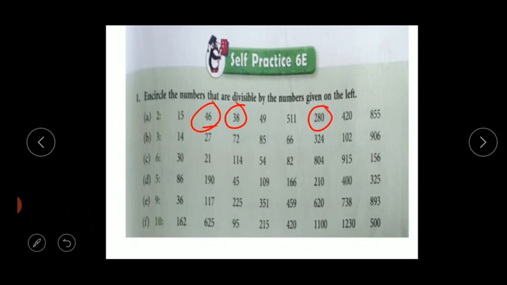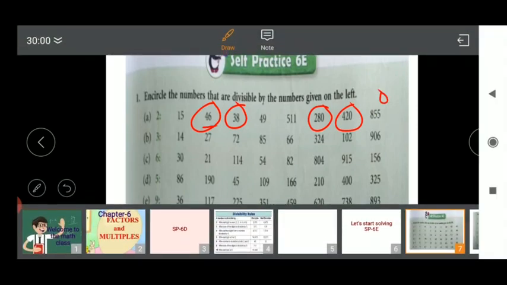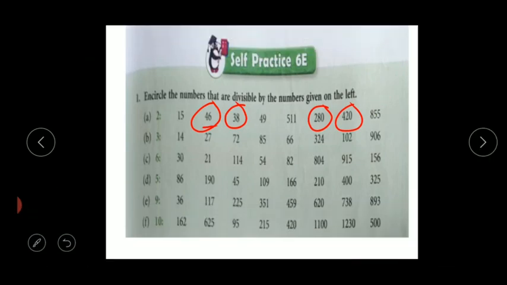Yes, 280 can be divided by 2 because 0 in the ones place is an even number. Similarly 420, 0 is an even number, right? 855 cannot be divided because 5 in the ones position is an odd number, so it is not divisible by 2. Okay, so proceeding to part B, we have to check whether the given numbers on the right-hand side are divisible by 3 or not.